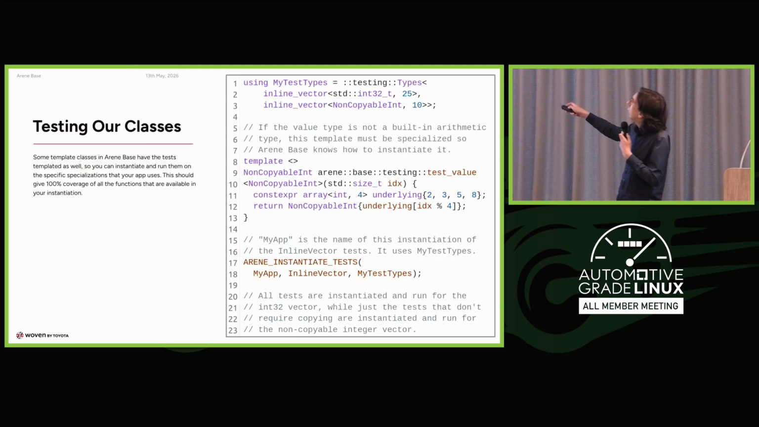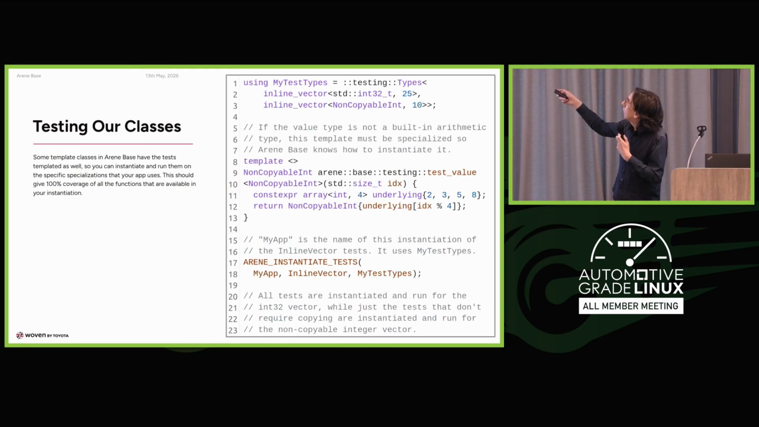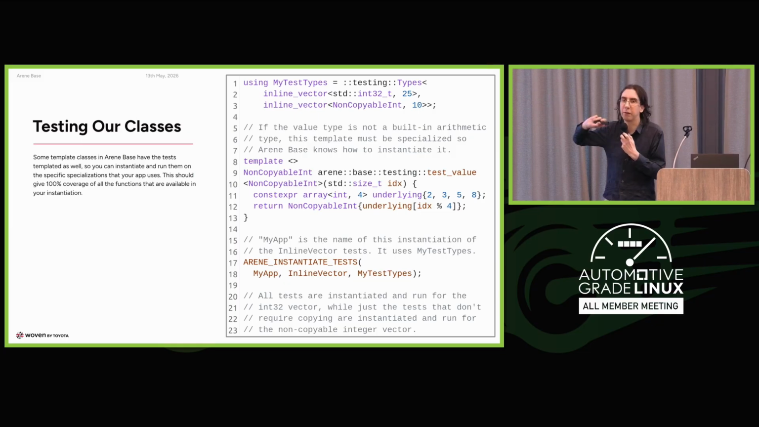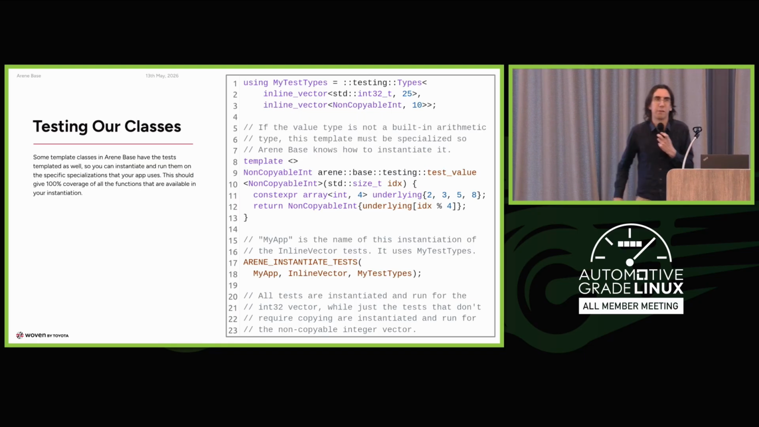And again, all you have to do is, if it's a standard type that you're putting in there, you just write this type list and invoke the macro, and that's it. The coverage just comes out. If you have a custom type, like this non-copyable int, then you have to implement this function to tell us how to instantiate it. And that's all you have to do.